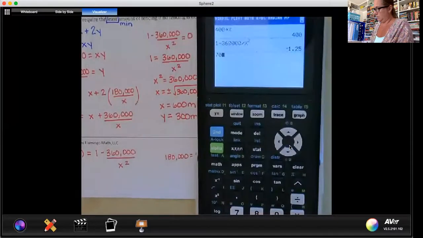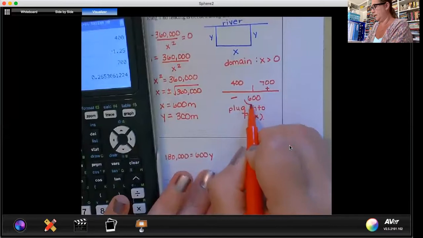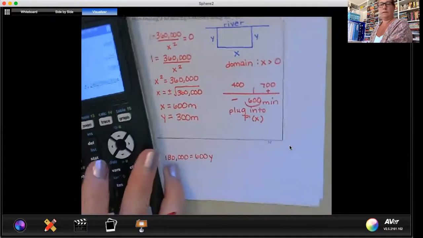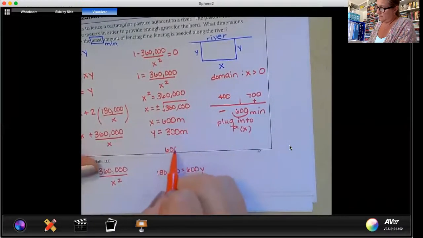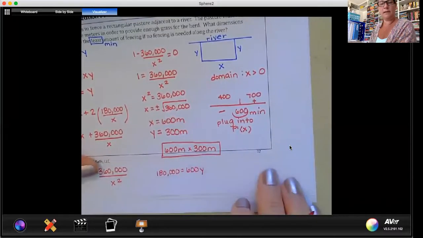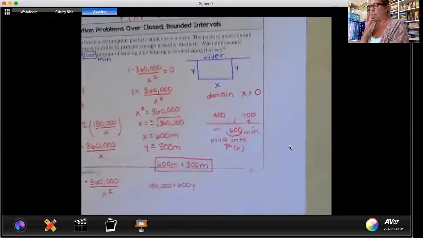And then 700 stored as x is positive. And negative to positive is a minimum. So therefore, we can say the dimensions are 600 meters by 300 meters. So that justification, if you were to see this problem on the AP exam, you would have to have that justification there to have full credit.